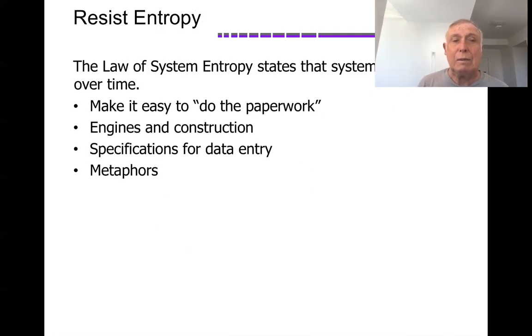You need to resist entropy. I first heard of the law of system entropy from Sally, which simply states that the systems deteriorate over time. Whether she invented it or not, I don't know. But what's pretty clear is that you need to make it easy to do the paperwork. That means minimizing the amount of things that you need to do to make a change. That means making it easy to find stuff. It means building engines. It means building constructive systems such that you take the data and generate the necessary elements, and so on. Let me give you an example of this.